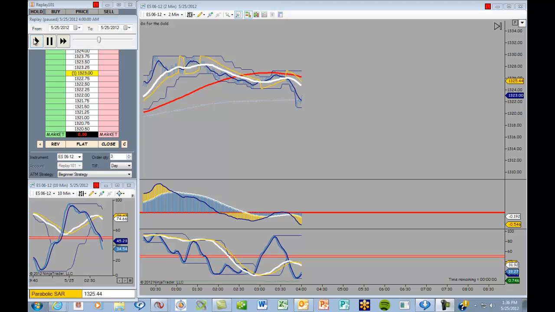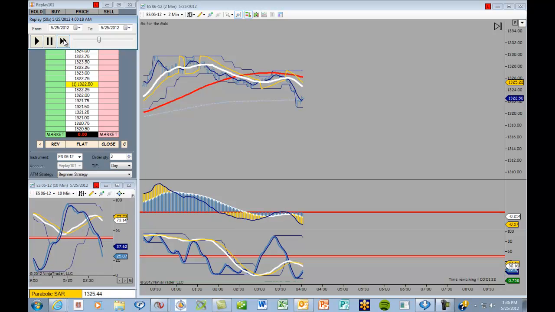My control panel is up here now so that we can see that stochastics. So we'll get started, and crank it up to 50 times normal speed.